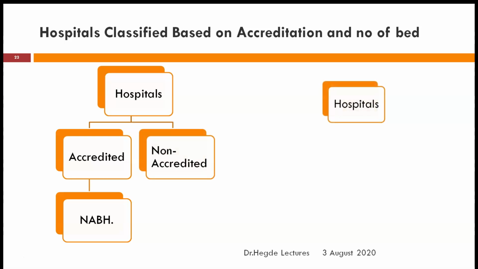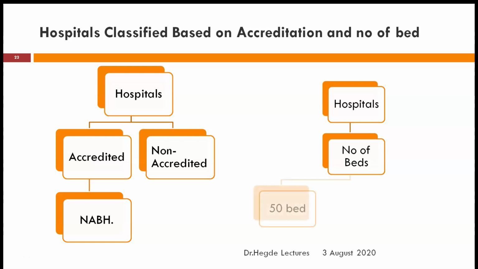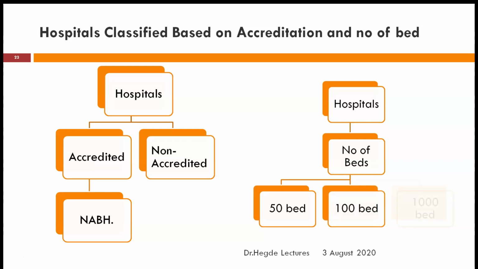Other type of classification which I told, hospitals can also be classified based on the capacity of beds, the number of beds involved in treating the patients, whether it is a 50-bedded hospital, 100-bedded hospital, or a 1,000-bedded hospital, or more than that.